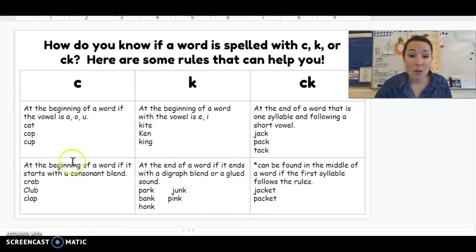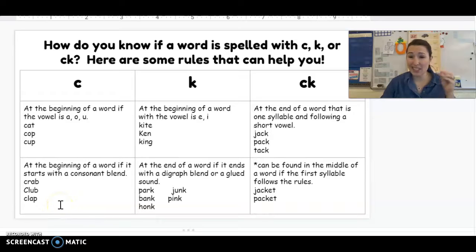The other time we know it's going to be a C is again at the beginning of the word if there's a consonant blend, which we've been talking about. So when there's two consonants at the start of a word, it's always going to be a C. And I say always, but for every rule, there's rule breakers. But so for example, like in the word crab, k, a, b. Ooh, we have that blend at the beginning. So it's going to be a C. Or like in the word club or clap.